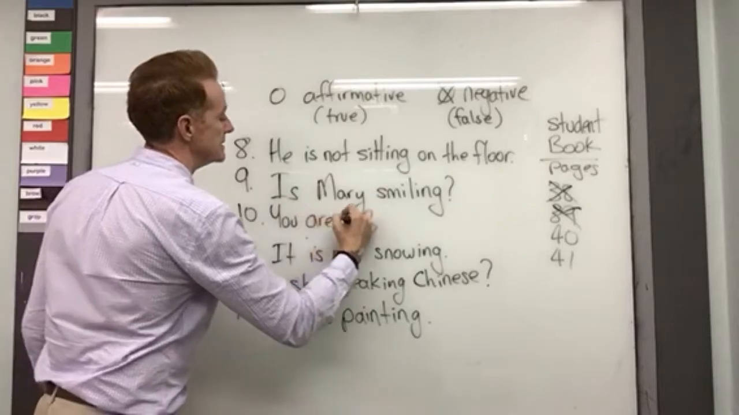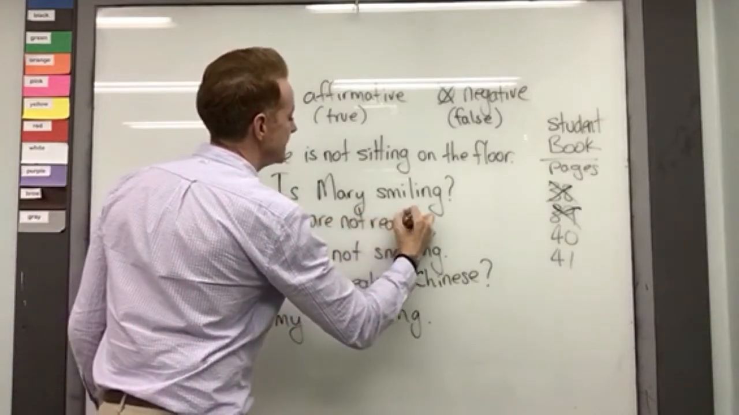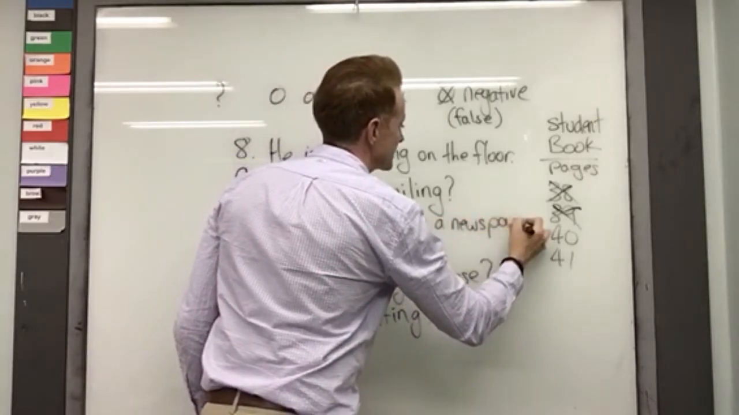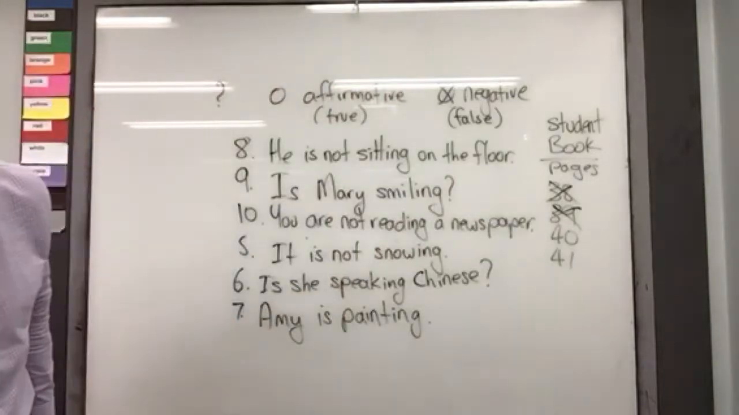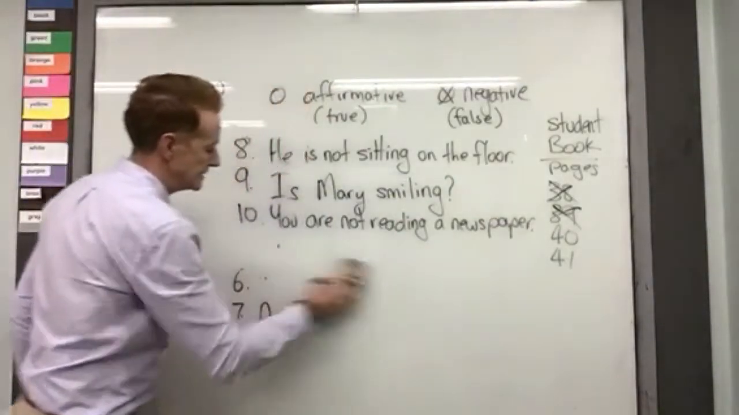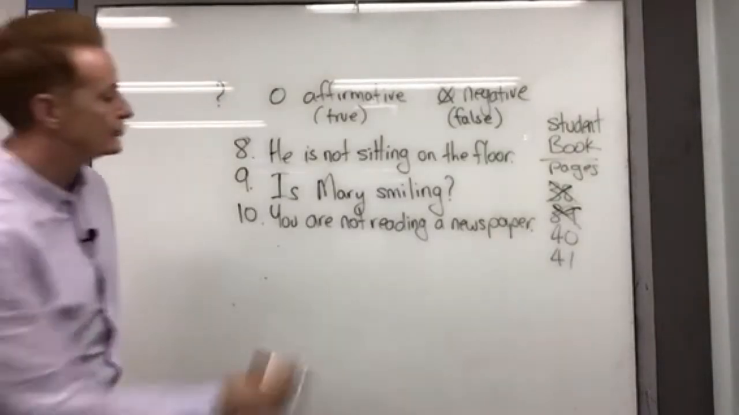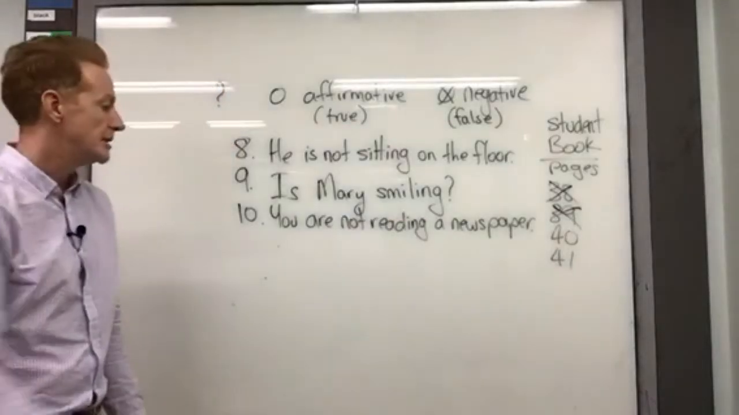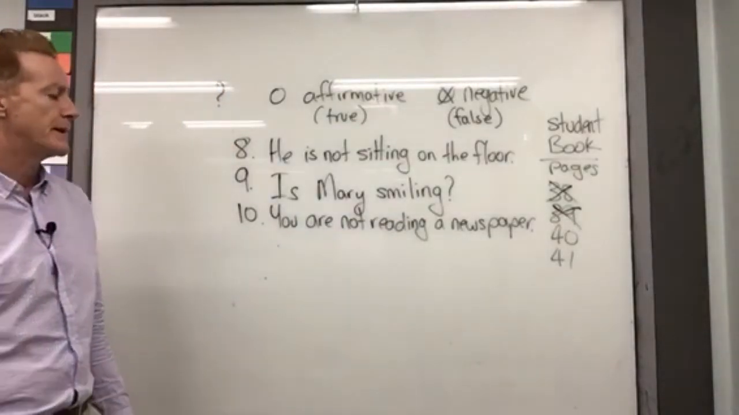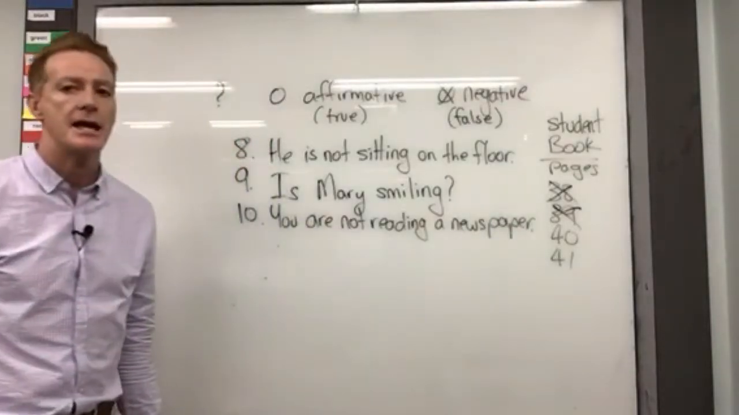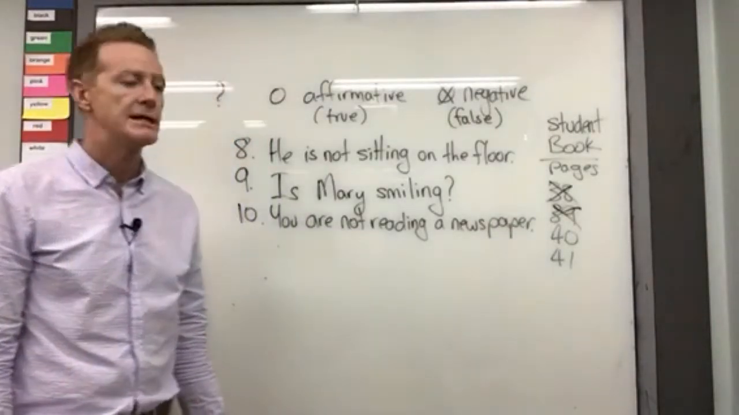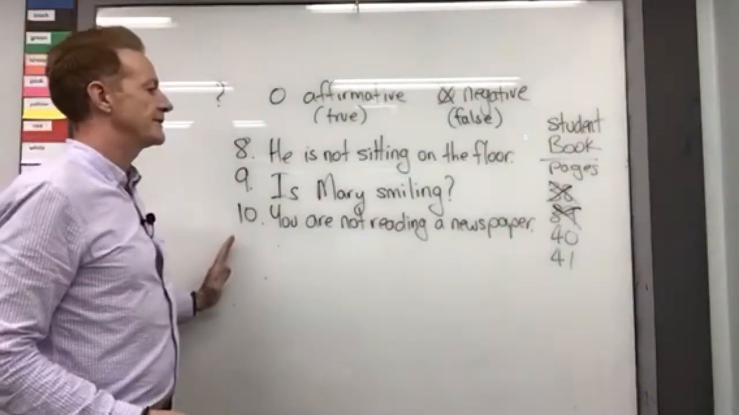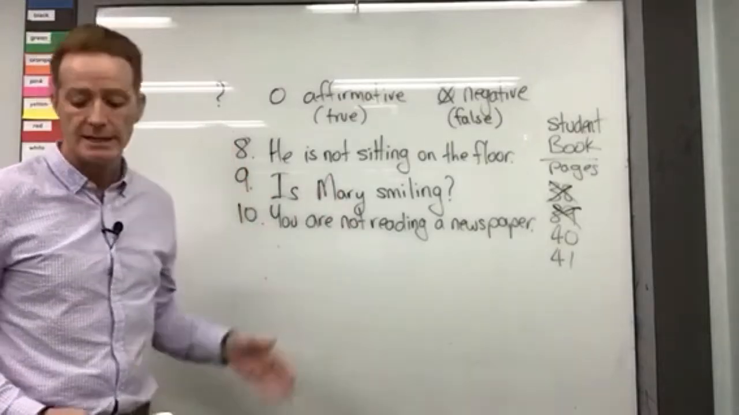You are not reading a newspaper. So read was our verb. The present continuous form of read is just adding an ing. You are not reading a newspaper, and finish with a period. All right, that was exercise A. Make sure you have copied these in your book. I'm going to erase them.